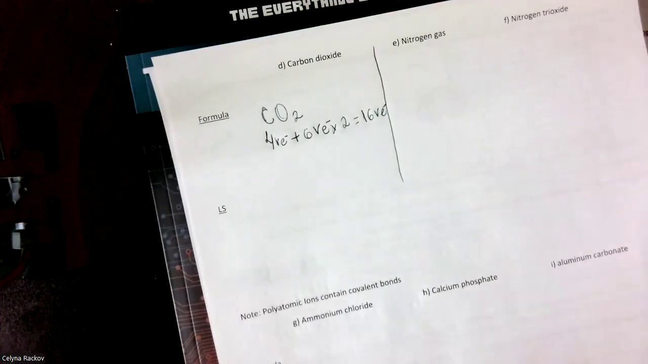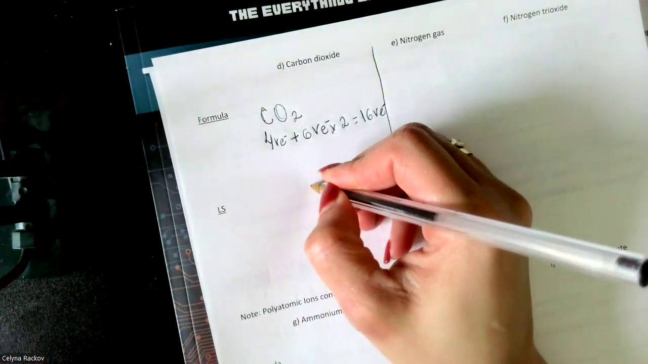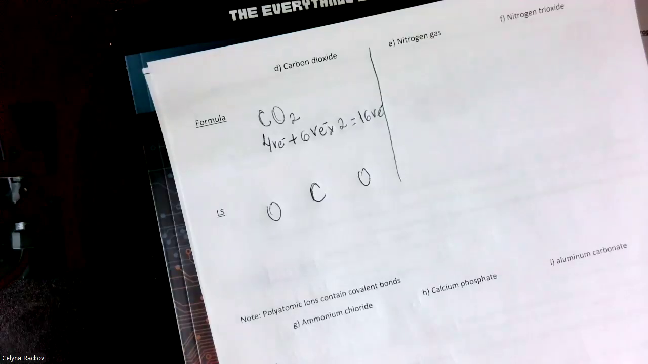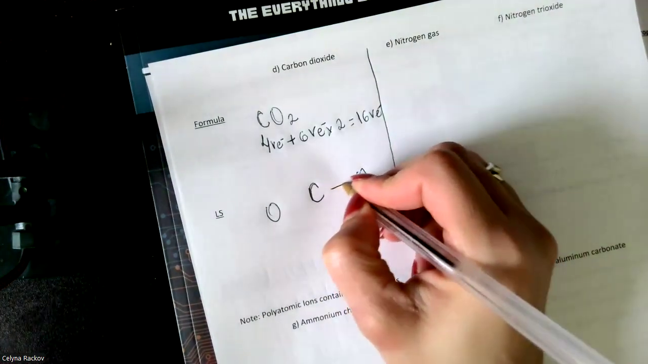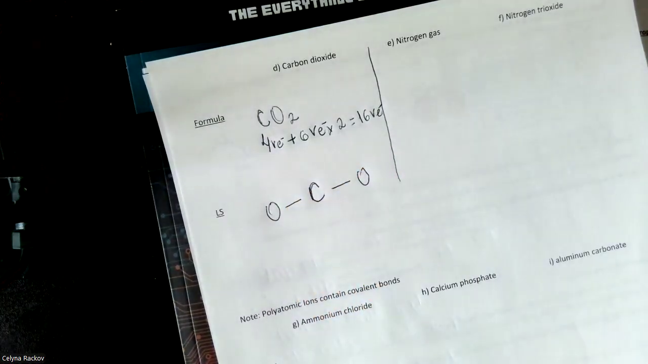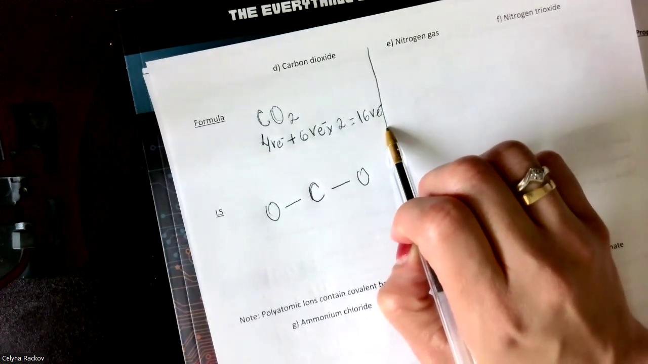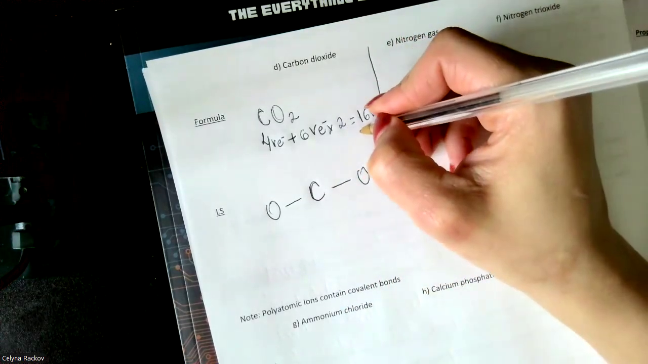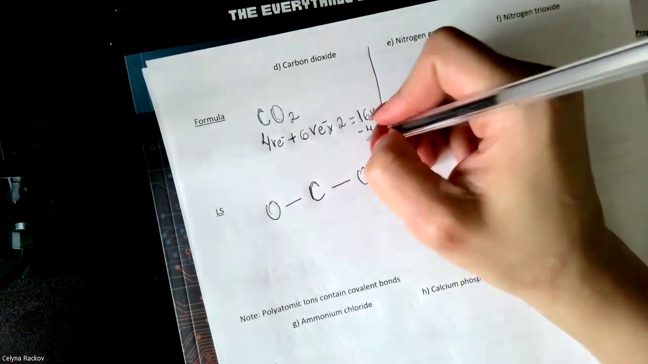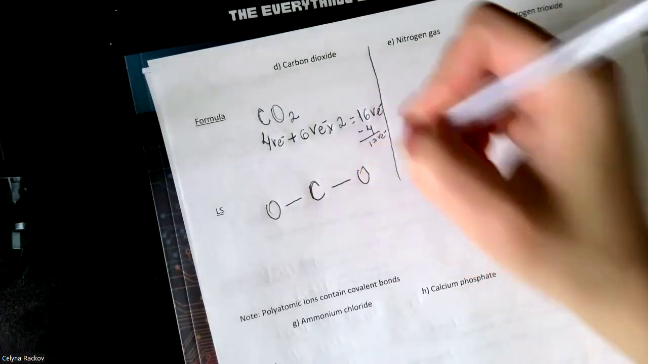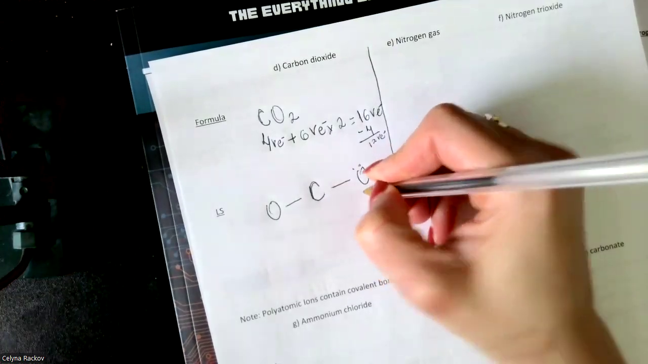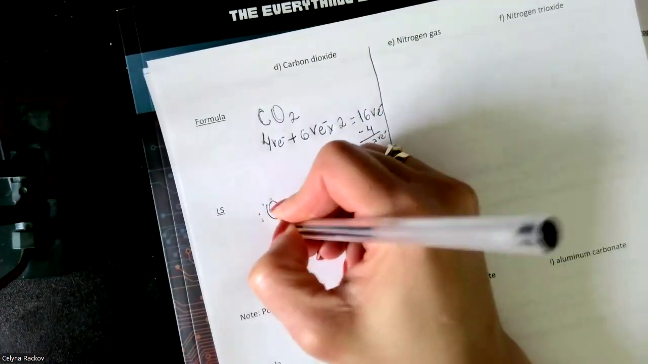Now let's draw. Connect the symbols: the carbon is the central atom, with one oxygen on each side. Next step is to connect the atoms. Now let's count the valence electrons. This molecule should have 16, but now we have 1, 2, 3, 4 in the bonds. 16 minus 4 gives 12 valence electrons. So let's place 6 on each oxygen.